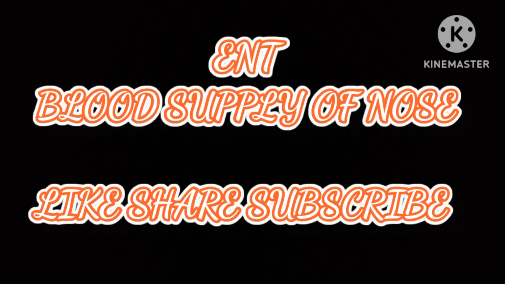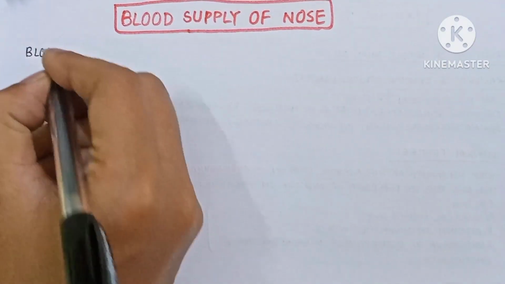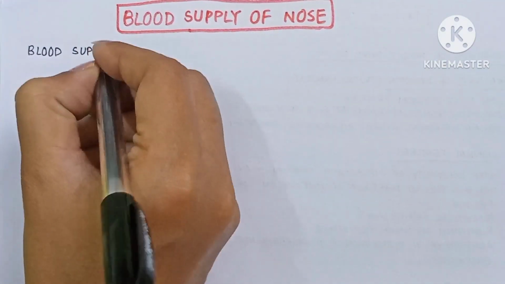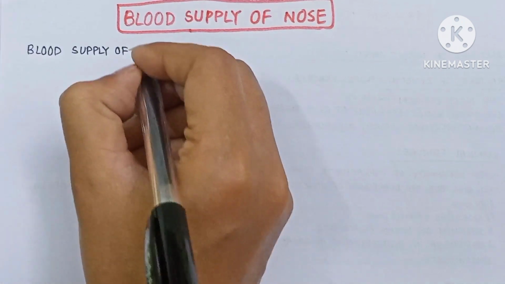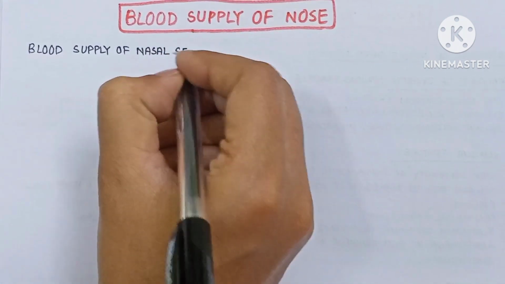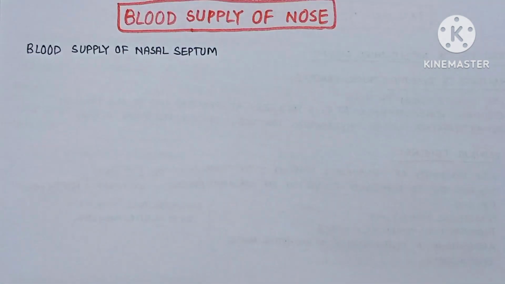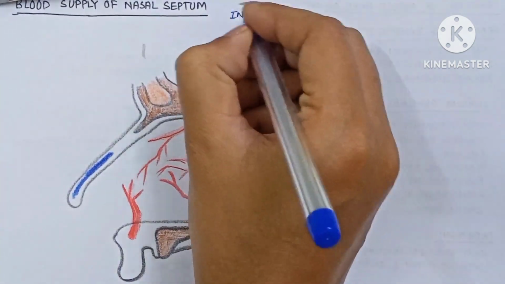In this video we are going to talk about the blood supply of the nose. So first is the blood supply of the nasal septum. The nose is richly supplied by both the external and internal carotid systems, both on the septum and the lateral wall.